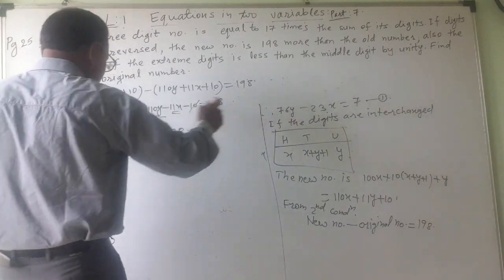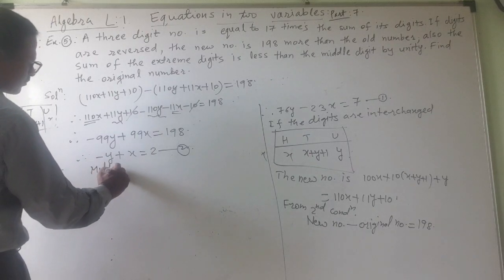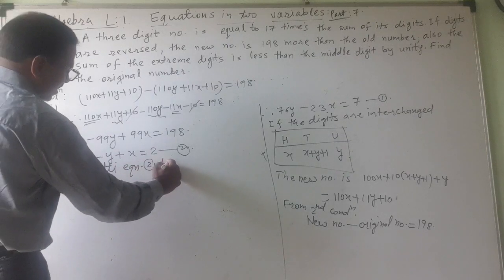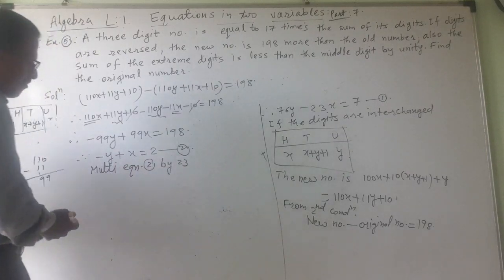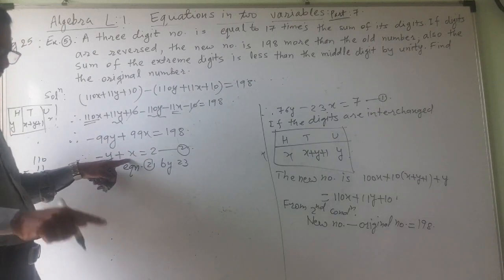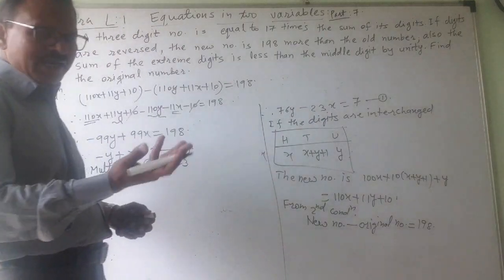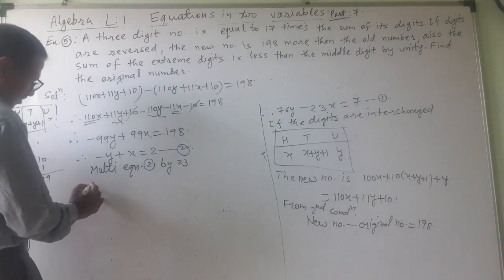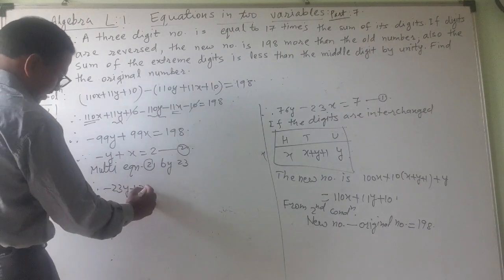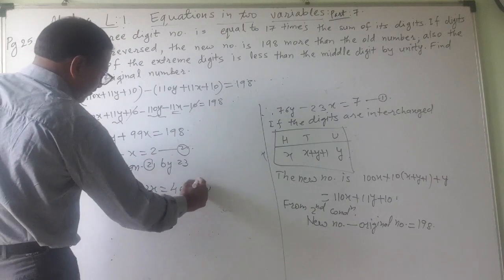Here it is 23, here it is 1. So multiply equation 2 by 23. If I multiply this equation 2 by 23, then this will become 23x. This 23x plus this 23x minus will get cancelled. Therefore, this will become minus 23y plus 23x is equal to 46, number 3.